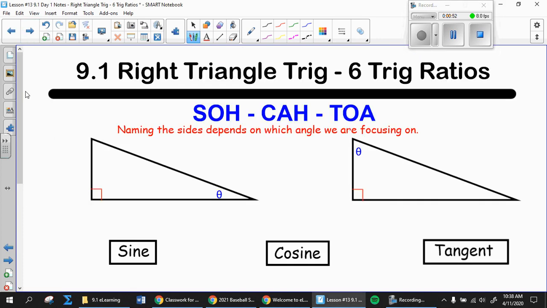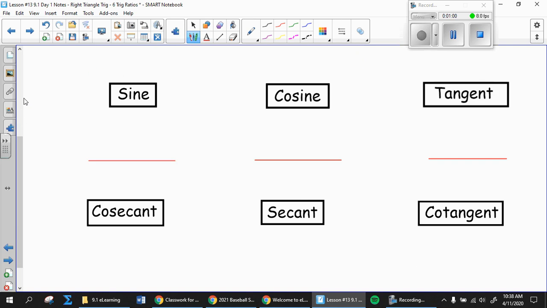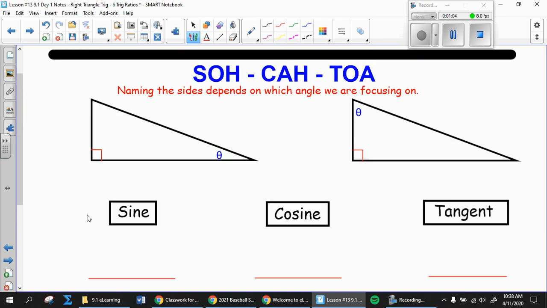Okay, so what we're going to do here is look at different ratios that we can use with trig. So we've done sine, cosine, and tangent before. Now today we're going to look at these, also called cosecant, secant, and cotangent.